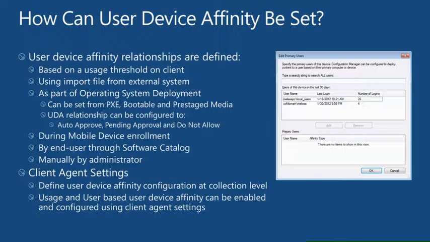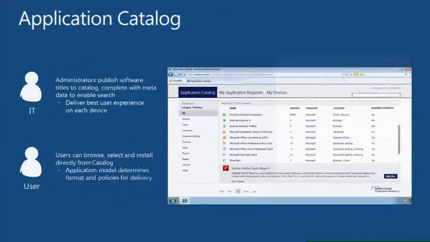Or it could be as part of operating system deployment, or the end user could also do it through the software catalog. So the admin can give power to the end user to define or select their own primary devices. This could also be done in the client agent settings on the Configuration Manager console, where you specify a device and define primary devices for users as well. So there are multiple methods of setting user device affinity.